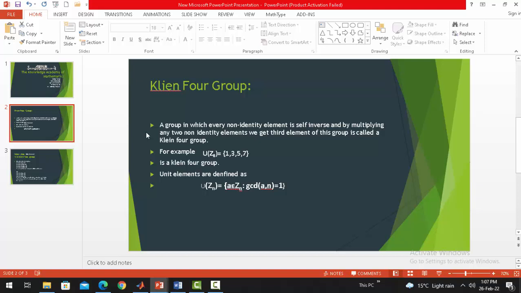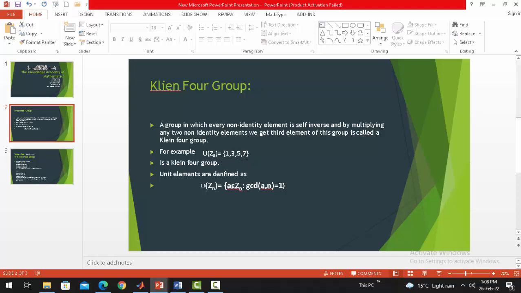Okay, so there are three properties in a Klein 4 group. The first is that there are four elements in the group, the second is that each non-identity element is self-inverse, and the third is that composing two non-identity elements gives the third non-identity element of this group. A group in which every non-identity element is self-inverse, and where multiplying any two non-identity elements gives the third element, is called a Klein 4 group. For example, UZ8, the unit elements of Z8.